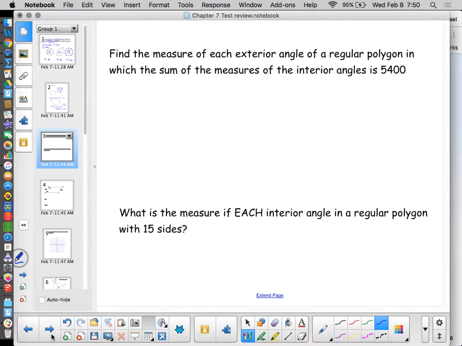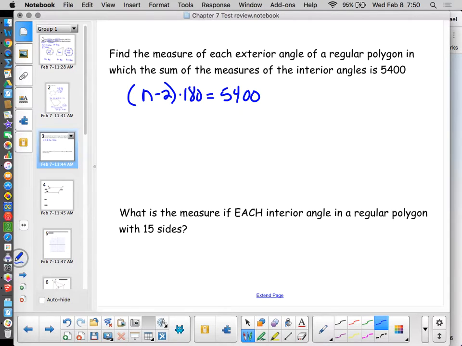Next one's a little trickier. Find the measure of each exterior angle of a regular polygon in which the sum is 5,400. Now, this is a tricky one because we have to work our formula backwards. I don't know how many sides there are, but I know the number of sides minus 2 times 180 is 5,400, don't I? Because that's the sum of the interiors.